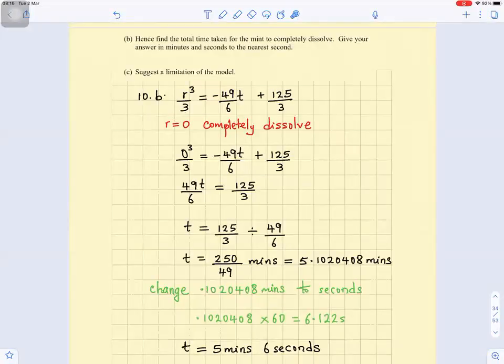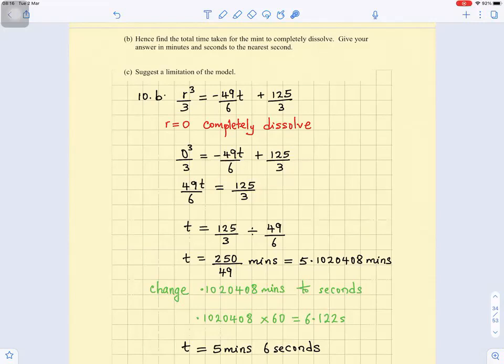For 10b, find the total time taken for the mint to completely dissolve. So that's the equation there. When it's completely dissolved, r is equal to 0. If that's the circle and the radius, when the radius is 0, it doesn't exist. So you put r to be 0, so all of the left will be 0. You take minus 49t over 6 to the right, and it becomes 49t over 6 equals 125 over 3.